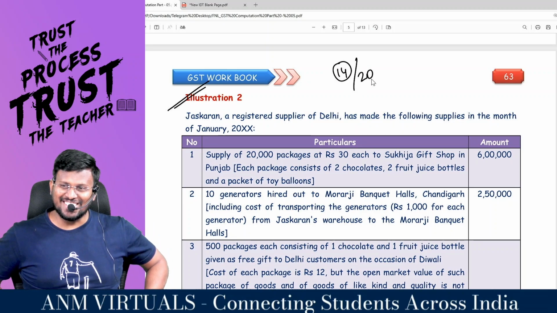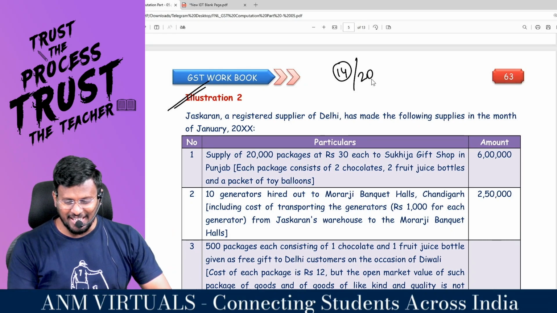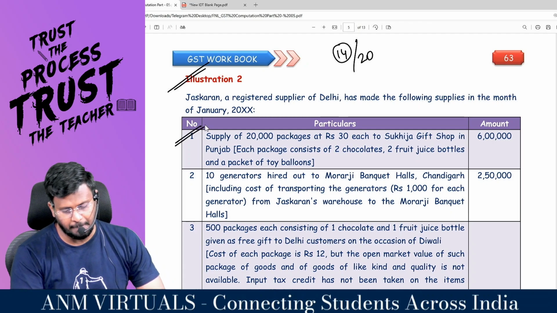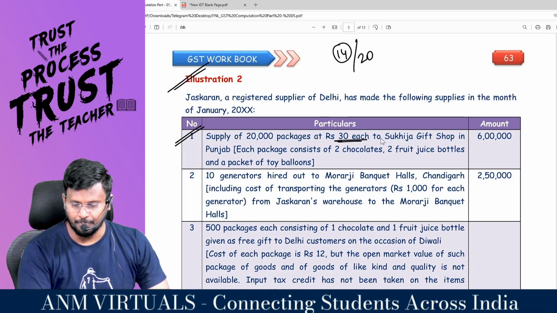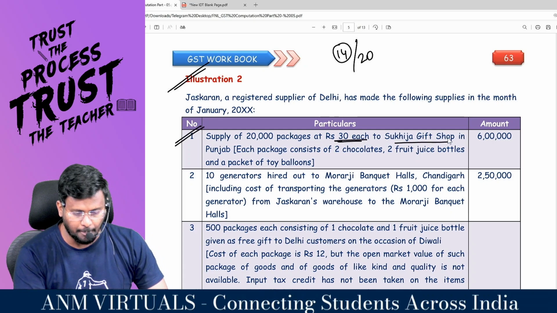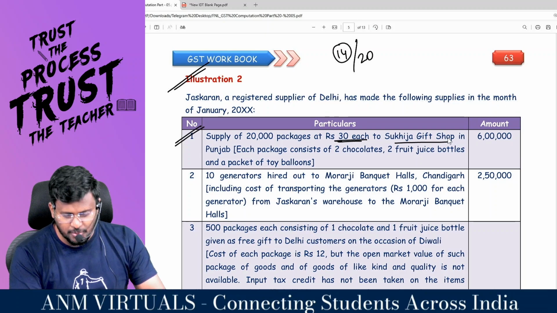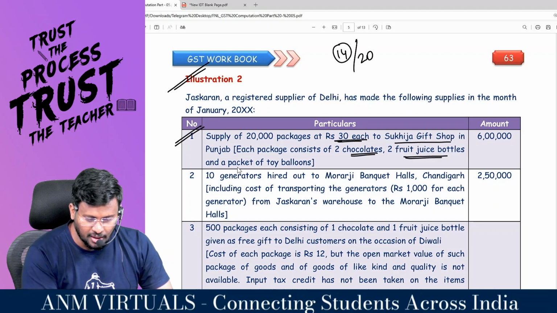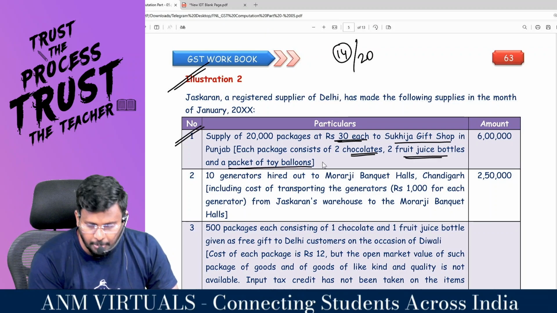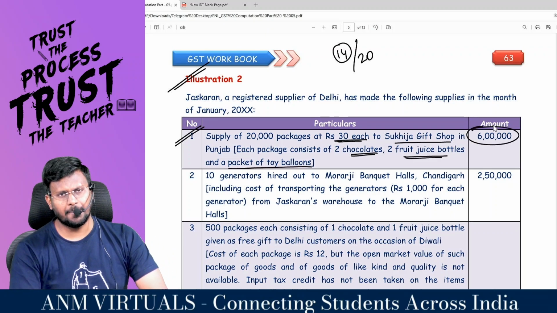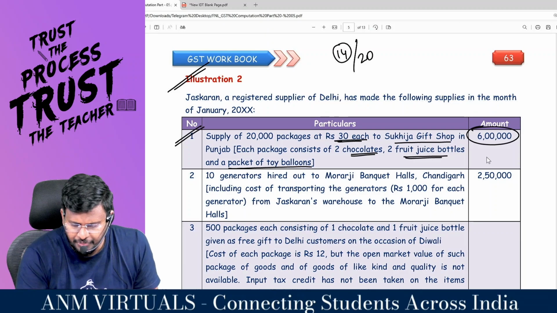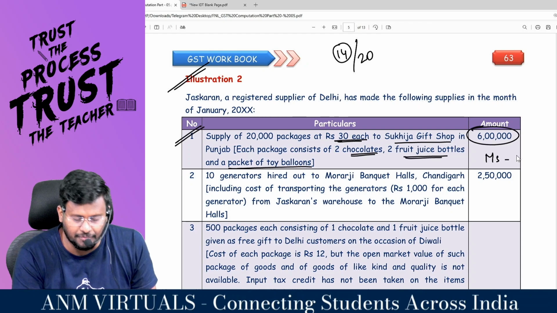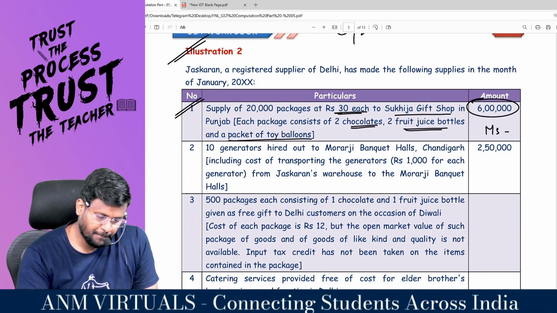J, a registered supplier of Delhi, has made the following supplies in the month of January. Supply of 20,000 packets at 30 each to Yes Gift Shop in Punjab. Each package consists of 2 chocolates, 2 fruit juice bottles and a packet of toy balloons. Total 6 lakh. This is a composite supply, mixed supply. Then the highest rate should be applicable as per section 8 of the GST Act.